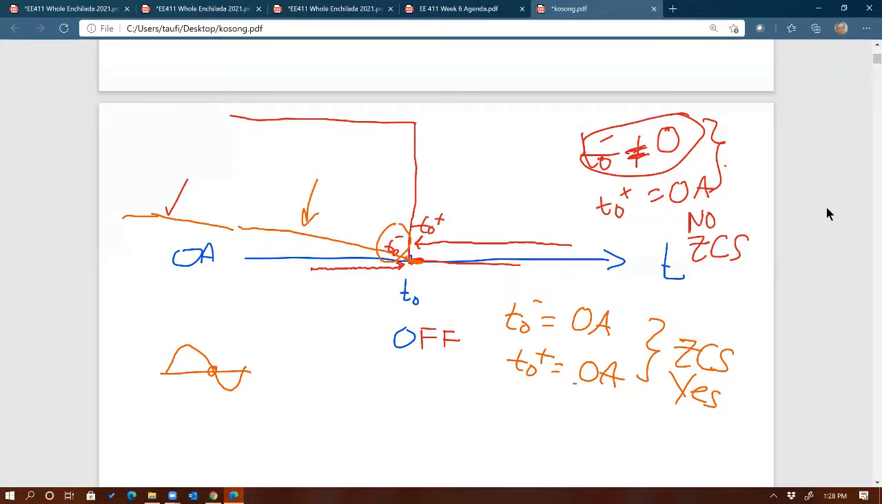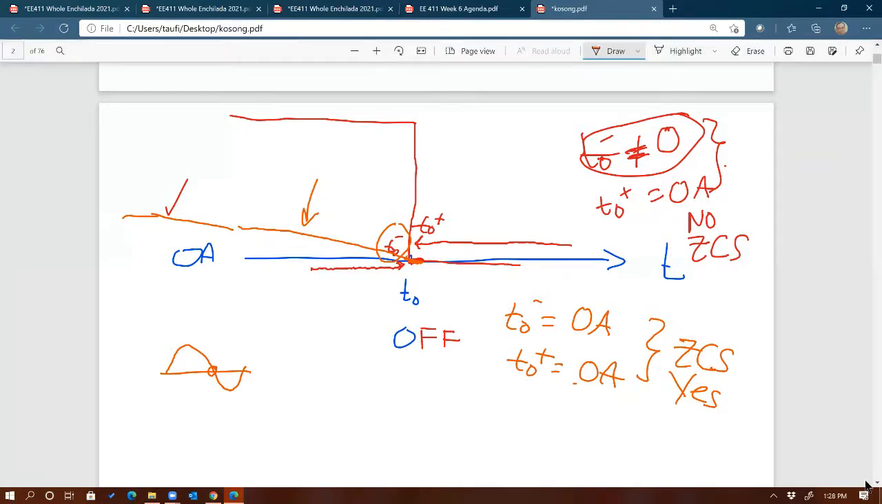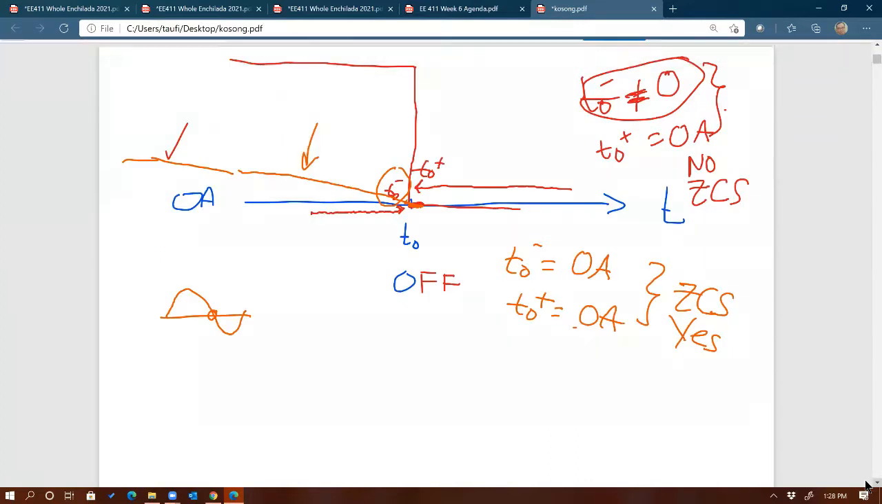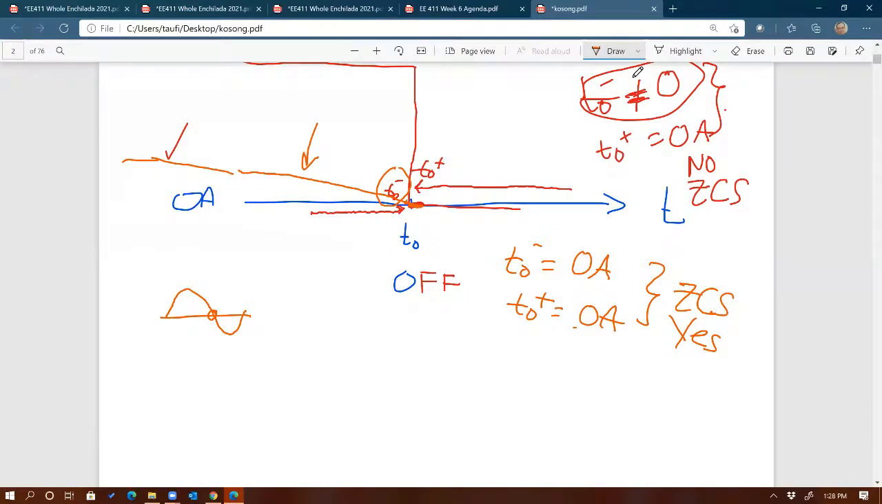Same thing with turn on, right? You do T0 plus, T0 minus. If T0 plus and T0 minus are both 0 current for turn on, then you have zero current switching. You do the same thing for zero voltage switching. What happens with the voltage at T0 minus and at T0 plus? If both are 0 volts, then you have zero voltage switching. Does that make sense?